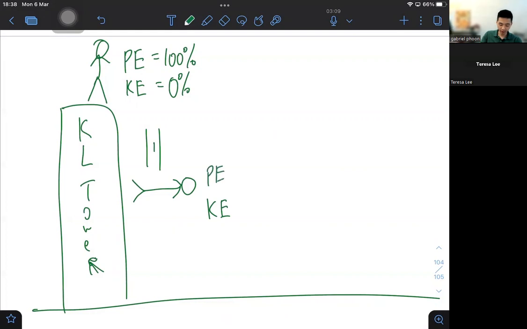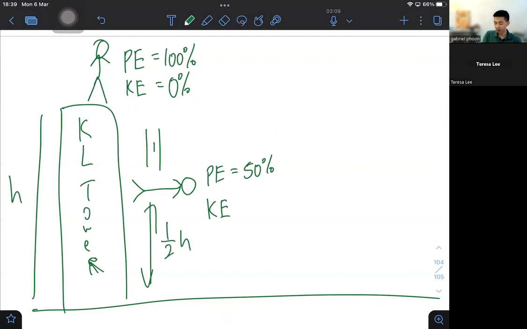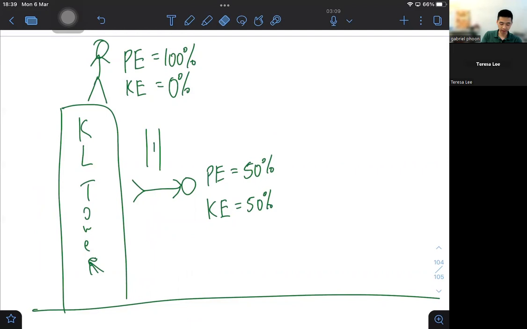Why? Because if you think about it in terms of the conversion, 50% of my potential energy is lost already, because I would have lost half of my height, right? If let's say this is H, which will be half of my height. So it means when I lost half my potential energy, it was all converted into kinetic energy. So at this point here, maybe I'll have 50%. Can follow so far, right?